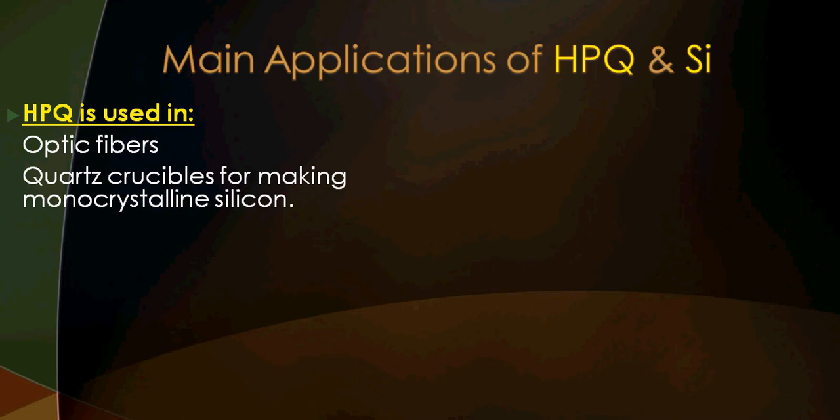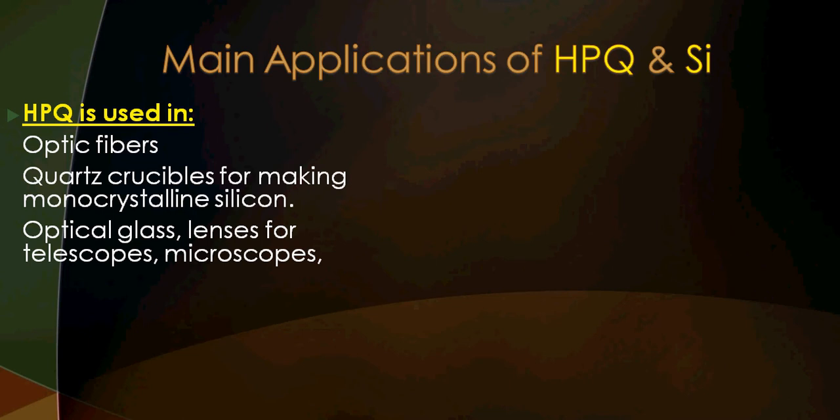So this polysilicon should be melted. For melting polysilicon, we need crucibles, and these crucibles are made up of high purity quartz. If these crucibles are not made up of high purity quartz, there will be some impurities added into the silicon during the manufacturing of monocrystalline silicon.